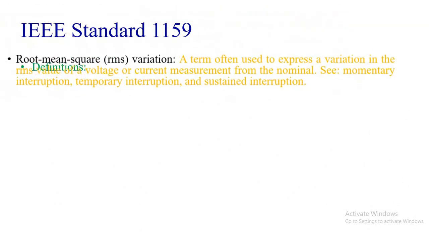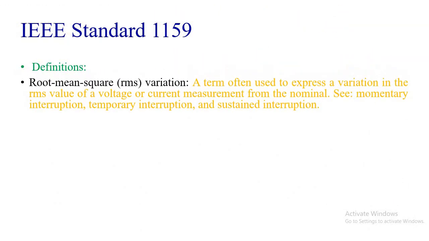So next is root mean square variation. This term is often used to express a variation in the RMS value of a voltage or current measurement from the nominal value. Now, momentary interruption, temporary interruption, and sustained interruption.